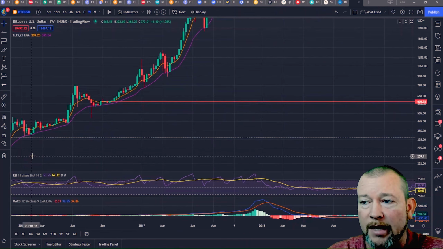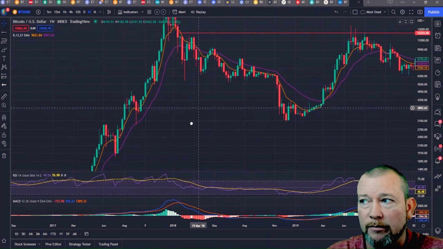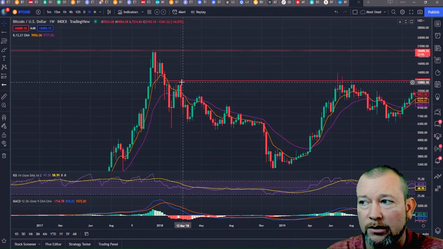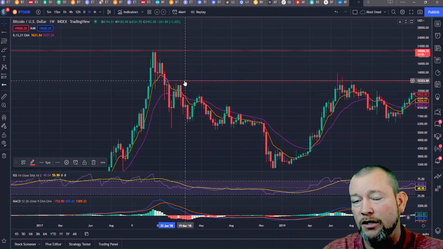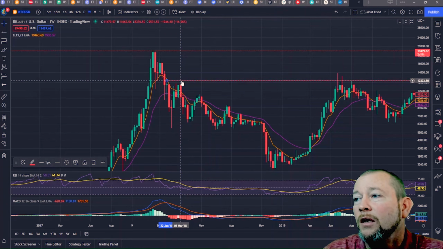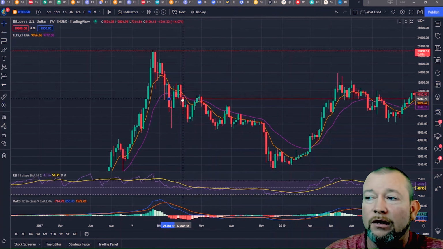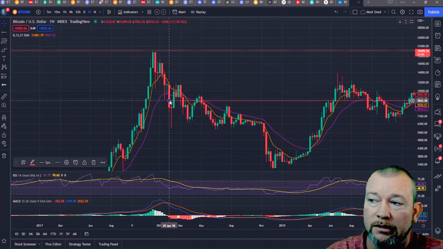You don't have to nail the top. You don't have to nail the bottom. There's plenty of room in crypto where money can be made and do it in a safe way. And that's why I like this strategy so much. This strategy has been around for a long time and a lot of people use it. So we could either do that, or we could take our first close of the 21. That's actually better than the 8 EMA.